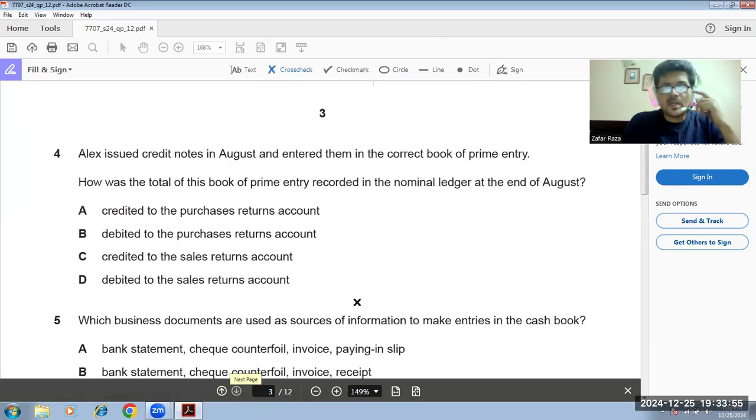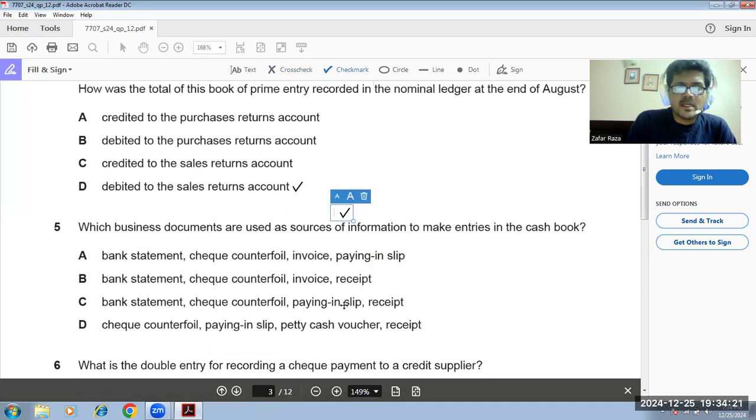Number 4. Alex issued credit notes in August and entered them in the correct book of prime entry. How was the total of this book of prime entry recorded in the nominal ledger at the end of August? Credit note means Alex is recording sales returns. So sales returns should always be debited. So option D should be the answer.